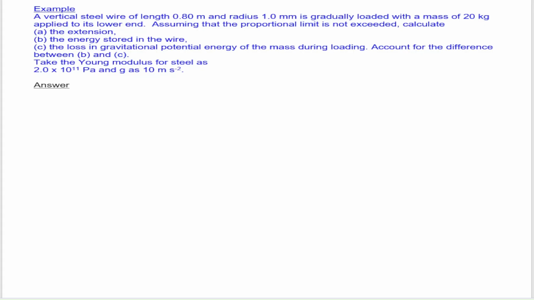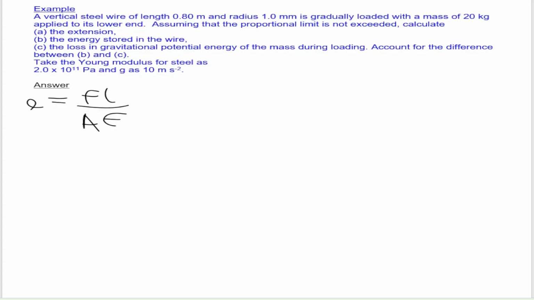So in this one, it says a vertical steel wire of length 0.80 meters and radius 1 millimeter is gradually loaded with a mass of 20 kgs applied to its lower end. Assuming that the proportional limit is not exceeded, calculate the extension. We are given the length, we're given the radius, we're given the weight. We know that extension is equal to FL over AE.